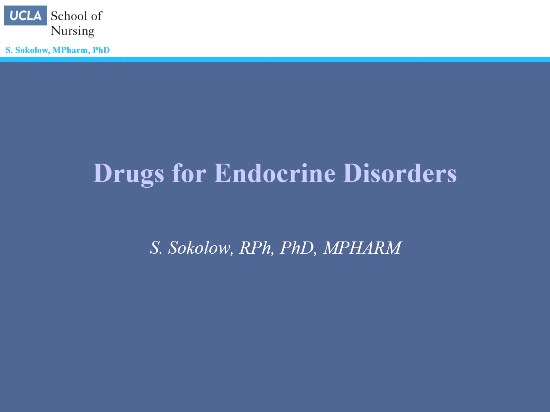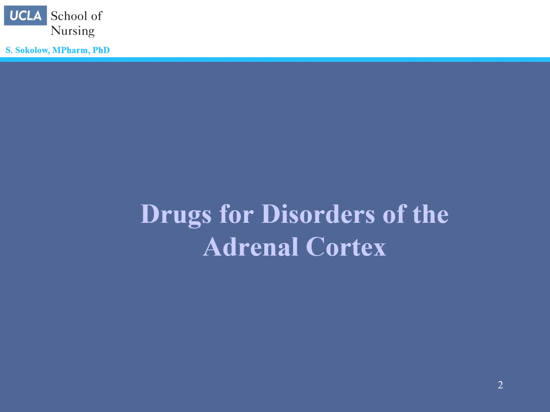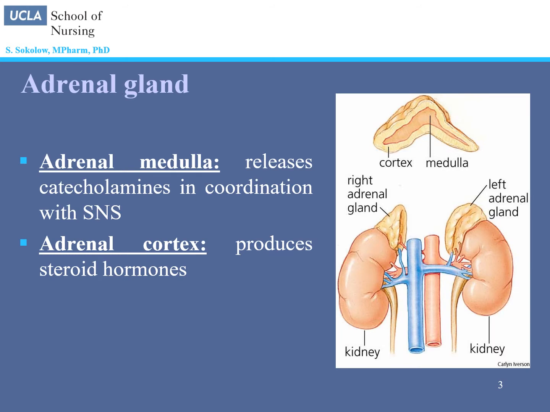So this is the second module on endocrine disorders, and we are going to talk about the disorders of the adrenal cortex. The adrenal glands, which sit on the kidney, are constituted by the adrenal medulla, which releases the catecholamines, and if you remember, epinephrine is released from the adrenal medulla, and this was discussed in the autonomic nervous system last quarter. And then you have the adrenal cortex that produces the steroid hormones. And this is going to be the focus of this.